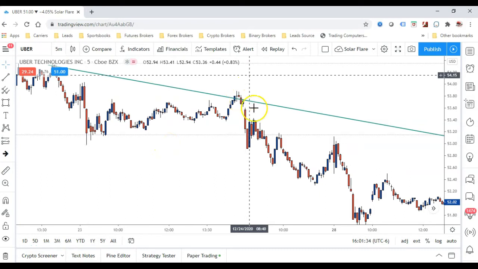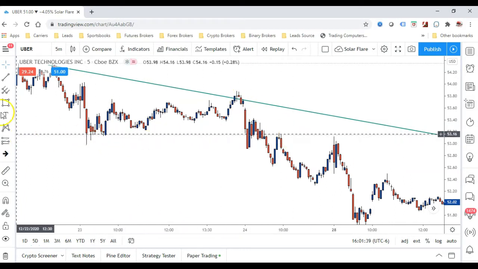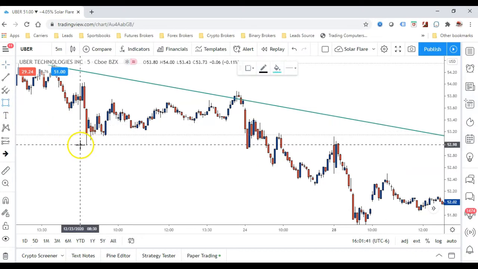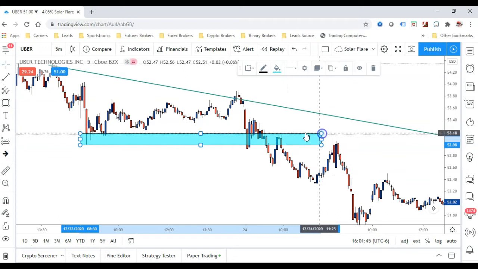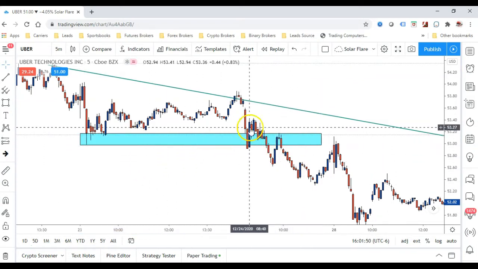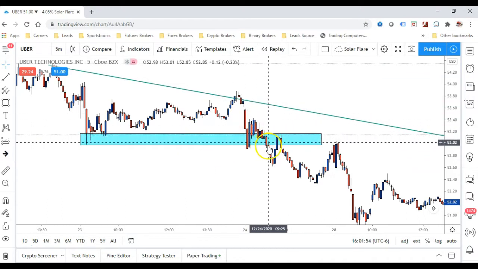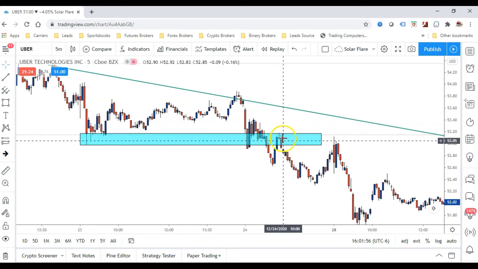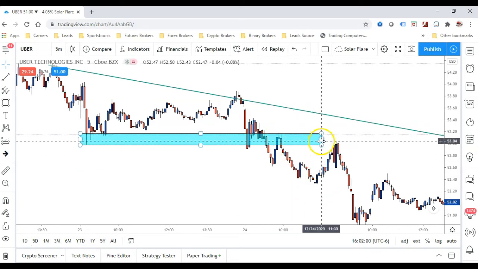So now it's hit the top, and it's broke this zone right here. So price broke the zone. As you can see, it was support, right? And then it came down, it came back into the zone, and it broke back down.